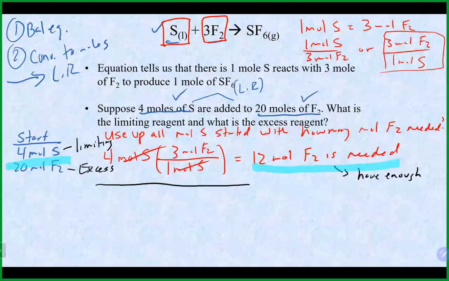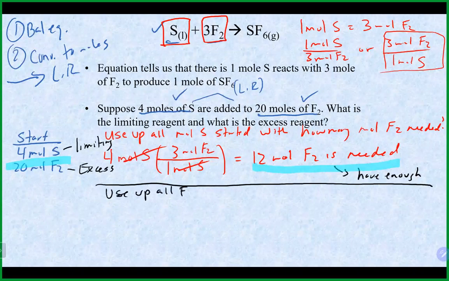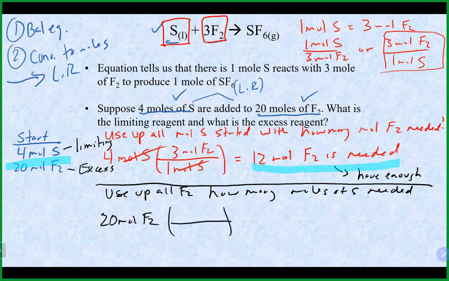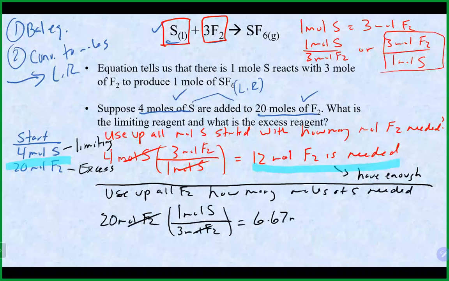So if I did the opposite calculation, which is I want to use up all of the F2, how many moles of sulfur is needed? We would do a similar calculation. We would start with our 20 moles of F2. Using our mole-to-mole relationship from the equation, 3 moles of F2 would give me 1 mole of sulfur. Moles of F2 would cancel, and I would take 20 divided by 3. Gives me 6.67 moles of sulfur is needed.